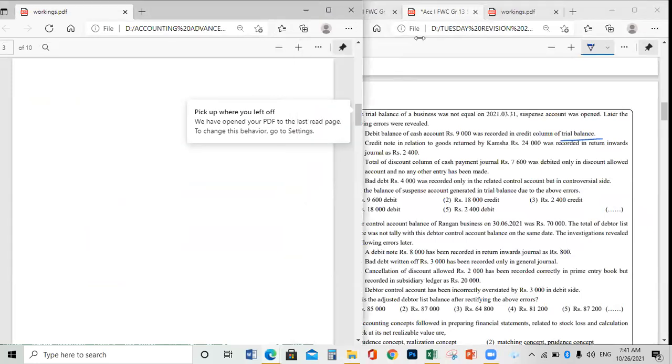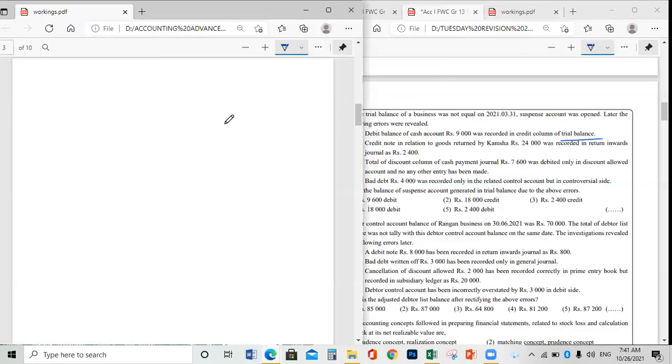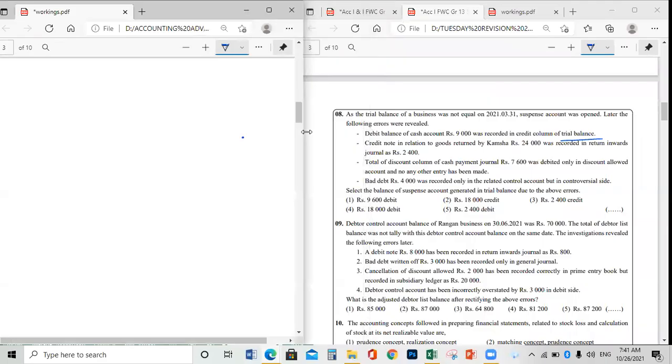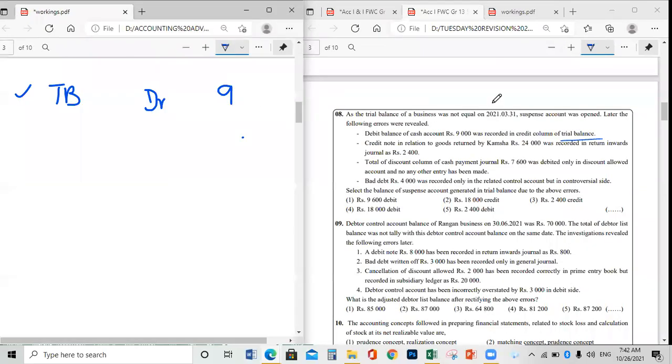I'll explain like this. I think it's better. Now see, the debit balance of the cash account, 9,000, was recorded in the credit column. So what the problem is, guys, when there is a positive cash balance, you should have debited to the trial balance 9,000. Now, do you understand?